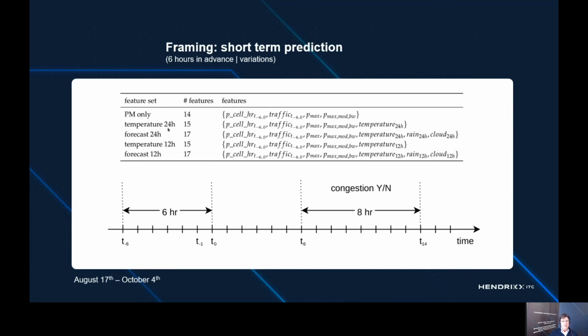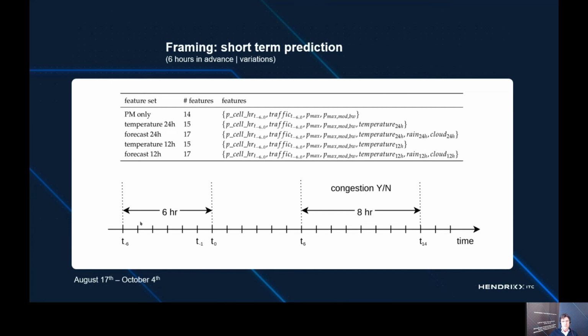With another framing we used 15 features. We had the same set as the previous one, but then we also used the temperature forecasted 24 hours ahead. Another scenario also had rain and cloud forecast data. And we had some other framings with temperature with a 12-hour forecast and another 12-hour forecast scenario. So we had 5 scenarios to work on, and then we could decide which one was the most precise and gave the best results.